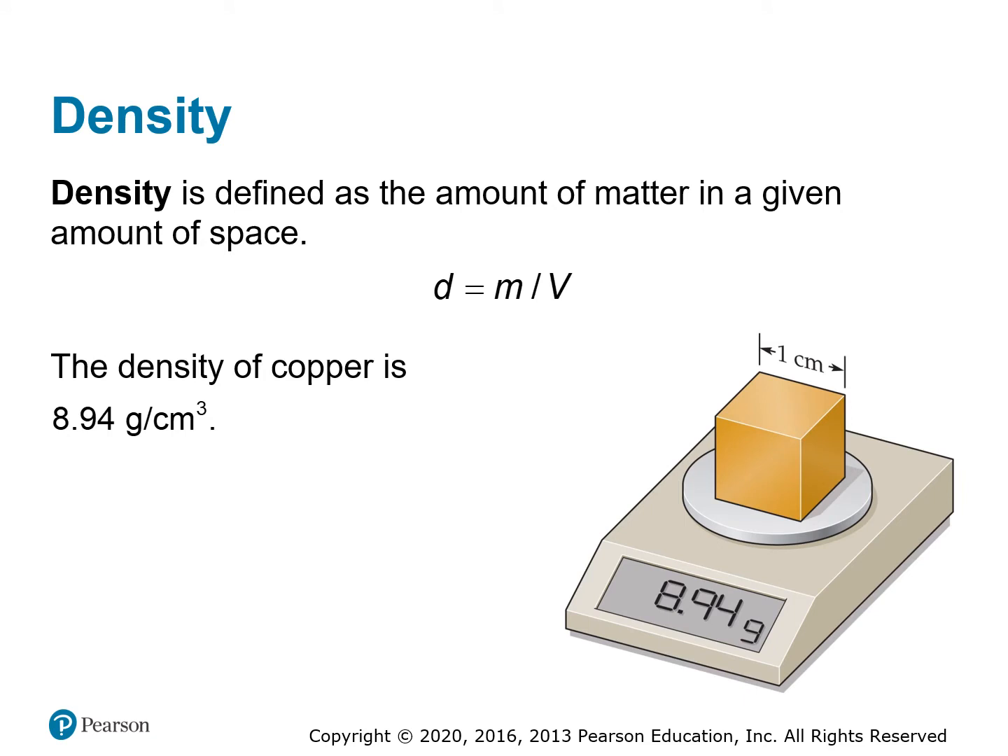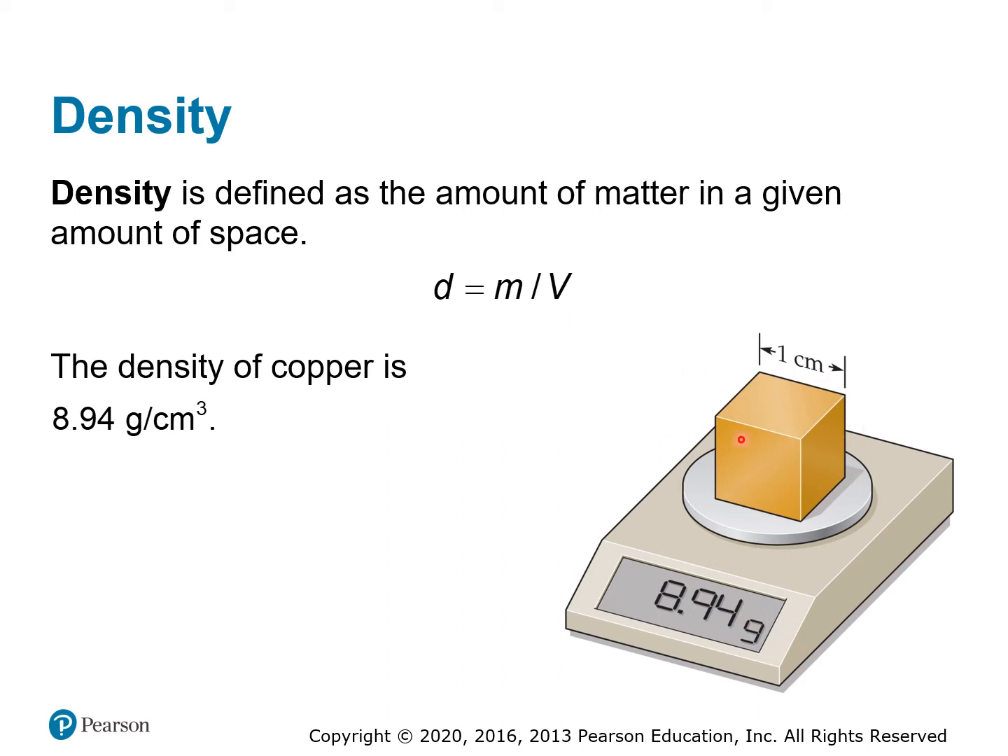And now we transition to the topic of density. Everyone needs to learn what density is, understand what it means, and how to calculate density. So density is defined as the amount of matter in a given amount of space. So here you have D, which represents density, equal to mass over volume. So M over V, M represents mass, V represents volume.